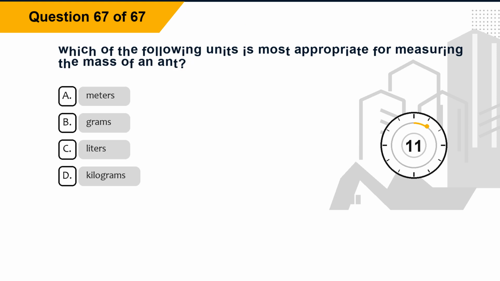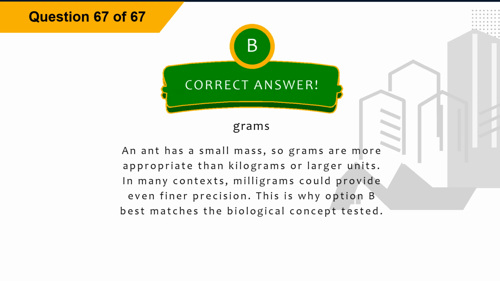Question 67. Which of the following units is most appropriate for measuring the mass of an ant? Option A, meters. Option B, grams. Option C, liters. Option D, kilograms. The correct answer is option B, grams. Explanation: an ant has a small mass, so grams are more appropriate than kilograms or larger units. In many contexts, milligrams could provide even finer precision. This is why option B best matches the biological concept tested.